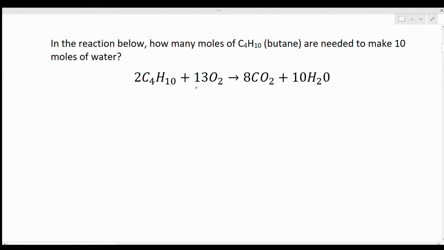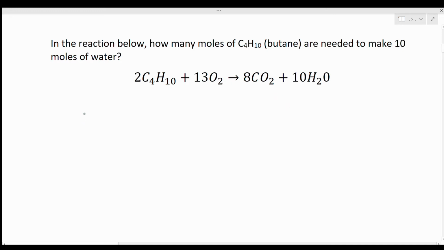You can also see that 13 moles of oxygen gas will yield 8 moles of carbon dioxide and 10 moles of water. You can also see that 10 moles of water can be made from 2 moles of butane and 13 moles of oxygen gas. It seems like I'm repeating myself, but sometimes when you're doing these problems, you don't tend to think of it that way. So you want to think about the relationships. What can I make from a given amount? And from a given amount that I made, what was used to make that?